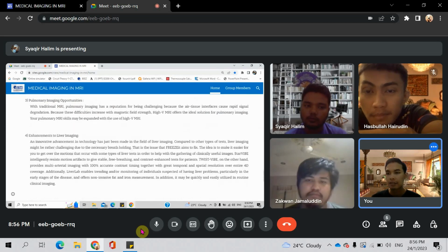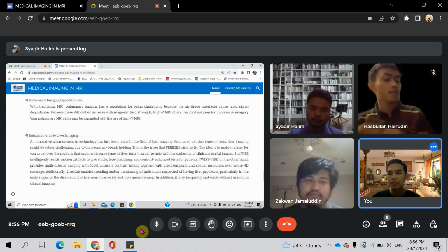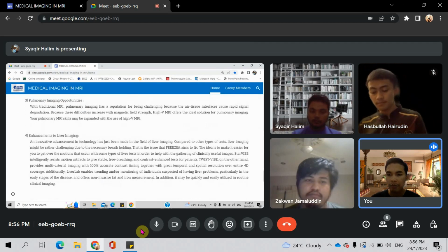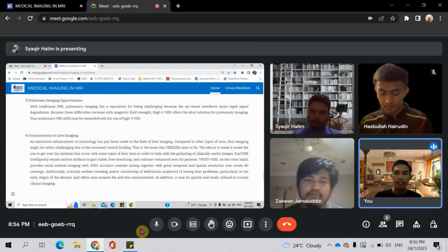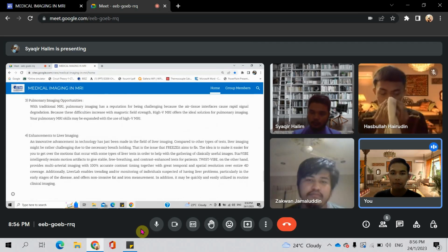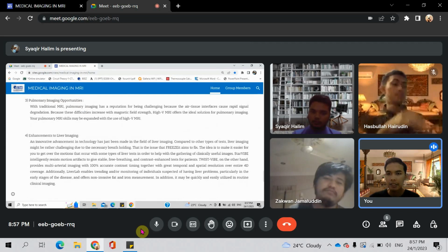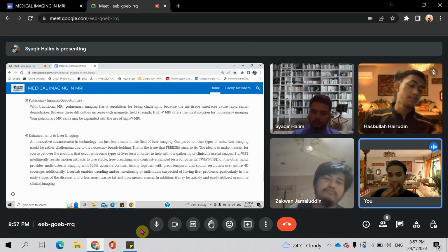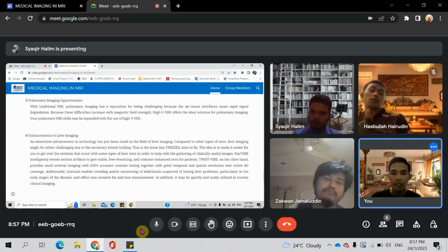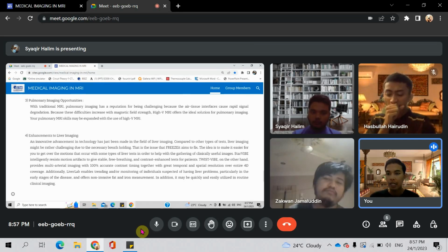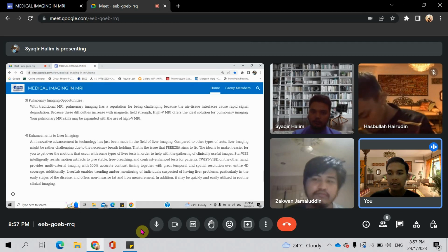Okay, for the third, pulmonary imaging opportunities. With traditional MRI, pulmonary imaging has a reputation for being challenging because the air tissue interfaces cause rapid signal degradation. Because the difficulties increase with magnetic field strength, high-V MRI offers the ideal solution for pulmonary imaging. Your pulmonary MRI case may be expanded with the use of high-V MRI.